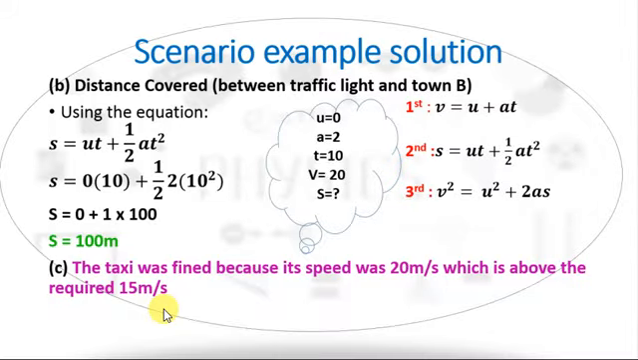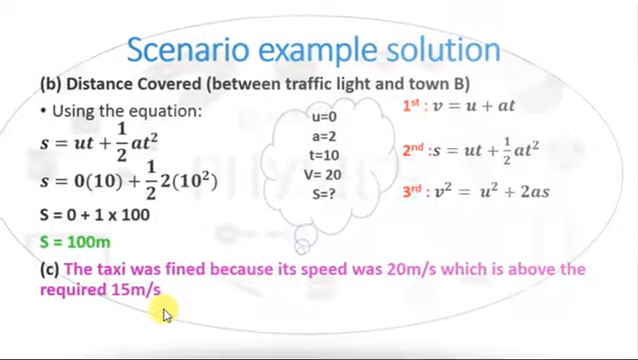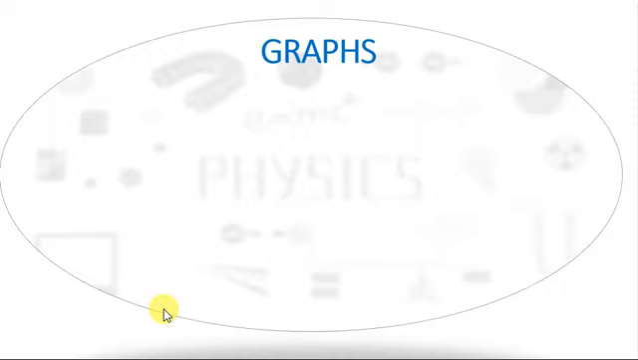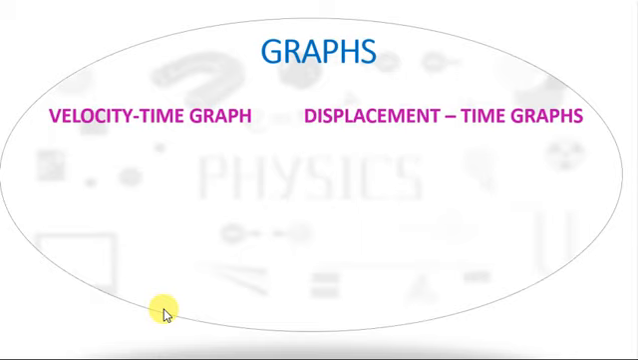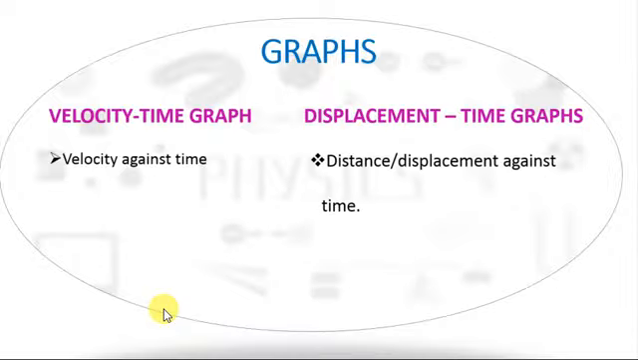Let's have a quick look at graphs. Sometimes we can present our motion in form of graphs. These graphs have 2 categories. We have velocity time graph and we also have displacement time graph. Like the word says, for velocity time, you plot velocity against time, whereas for displacement, you plot distance or displacement against time.